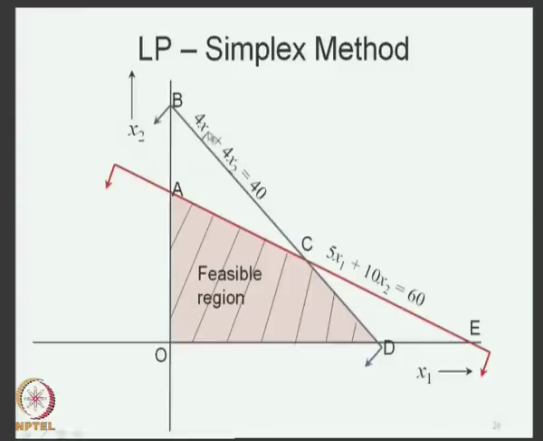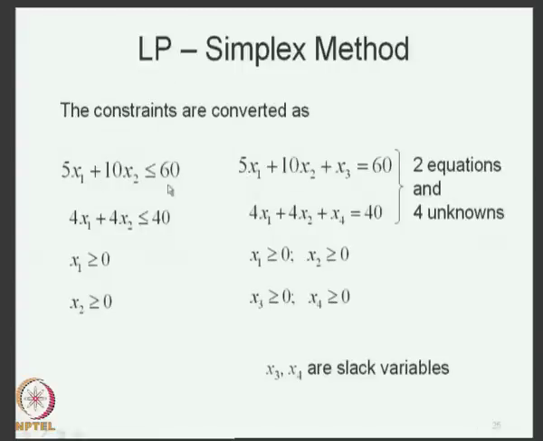You have two constraints: 4 x1 plus 4 x2 less than or equal to 40, and 5 x1 plus 10 x2 less than or equal to 60. These are the two constraints. Let us take the inequality constraint 5 x1 plus 10 x2 less than or equal to 60. I convert it into an equality constraint by adding a slack variable x3, equal to 60. And 4 x1 plus 4 x2 less than or equal to 40, I convert into an equality constraint by adding another slack variable. Remember, this slack variable must be different from the first slack variable: 4 x1 plus 4 x2 plus x4 is equal to 40.